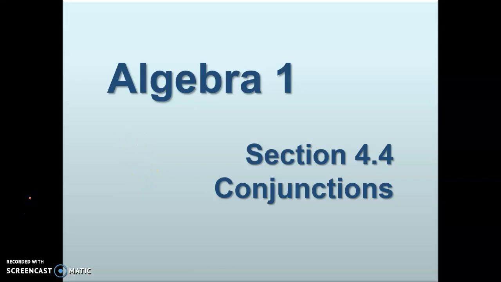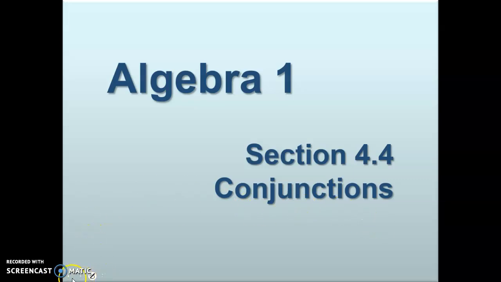Mrs. Harmon, and we are in Chapter 4, which is all about inequalities. And we have looked at graphing inequalities, and then we solved inequalities for a variable, looking at the properties of inequalities. Today we're going to look at a special type of inequality, and we're going to look at conjunctions.